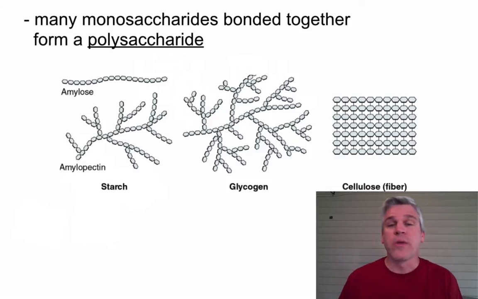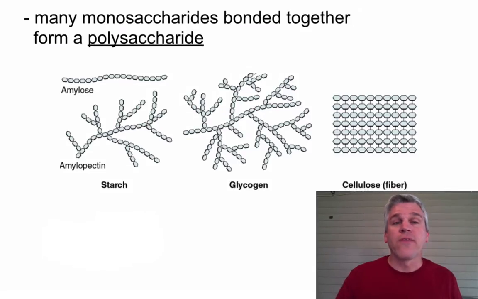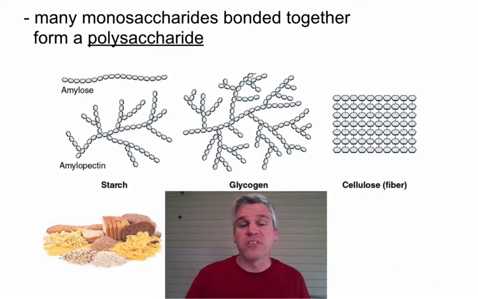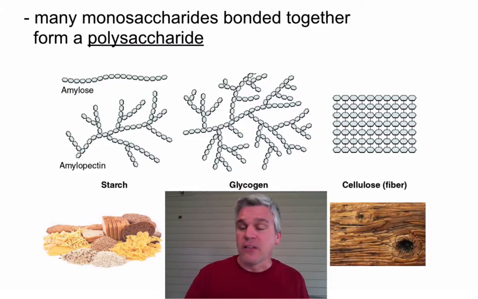For humans, we can break down starch and glycogen if we eat it. If we eat plants that have cellulose, we can't break that down. So a few places where we can find these polysaccharides: starch, of course, is in things like breads and grains, pastas. Cellulose we can find in places like wood.